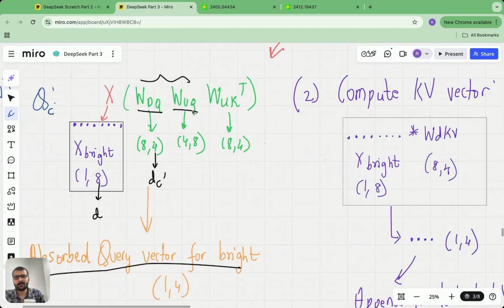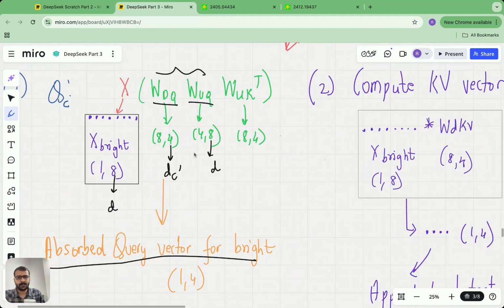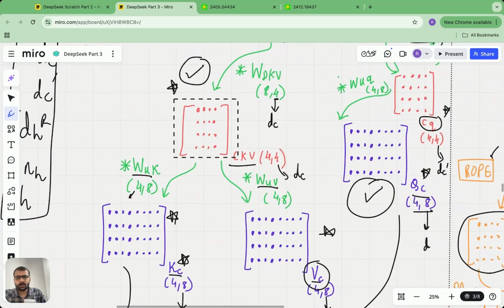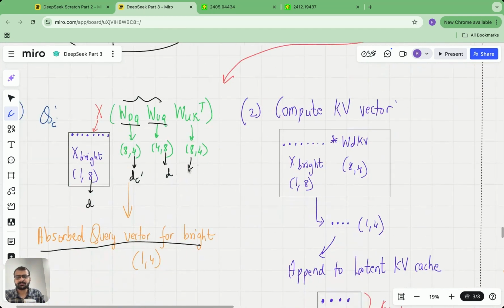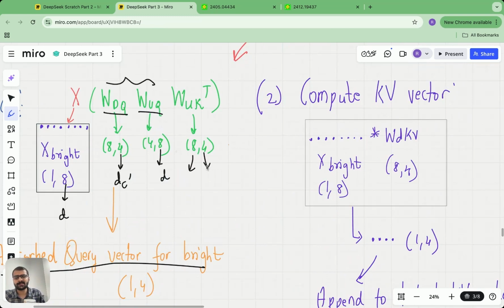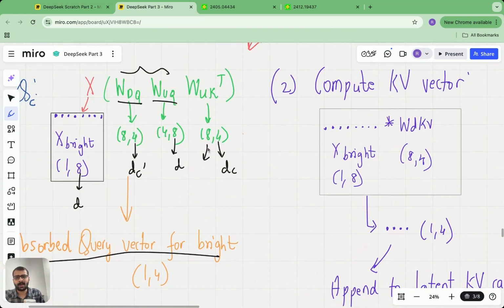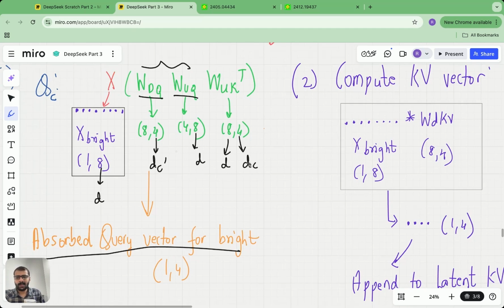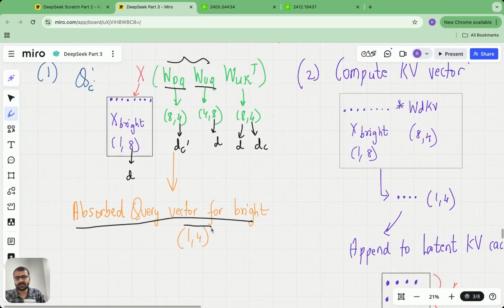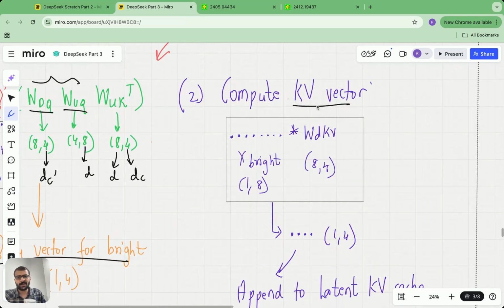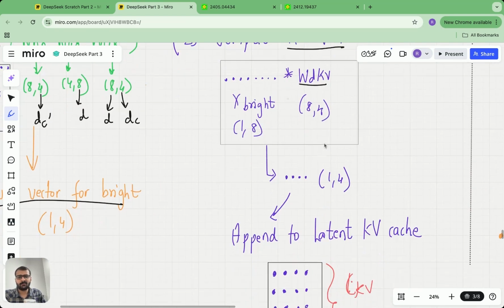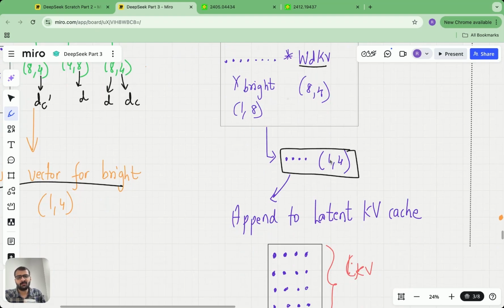My down projection will have DC dash, which is equal to 4, and my up projection will again transfer it into D. Take a look at the WUK dimensions. This is my WUK transpose, so this is 8 multiplied by 4. This 4 is my latent space, which is my DC, and my 8 is equal to D. When you multiply all this, you get the absorbed query vector for bright, which is 1 comma 4. Then you need to compute the latent KV vector for bright. This is the input embedding for bright, 1 by 8, multiplied by WDKV, and that gives me the new CKV vector, 1 by 4.